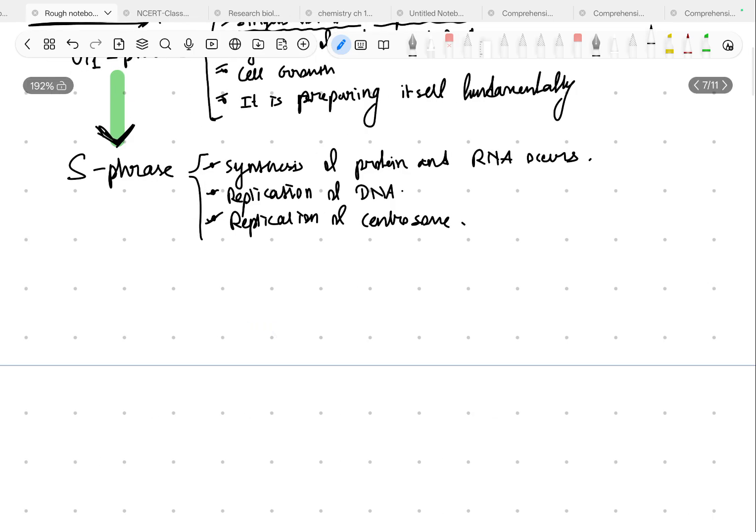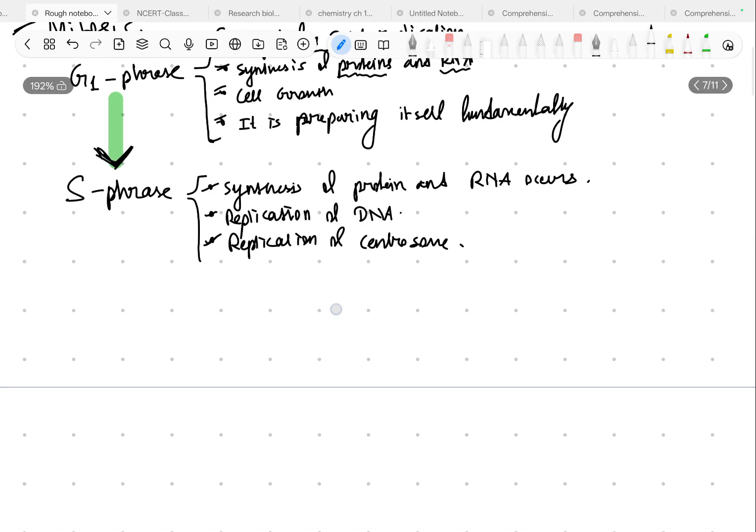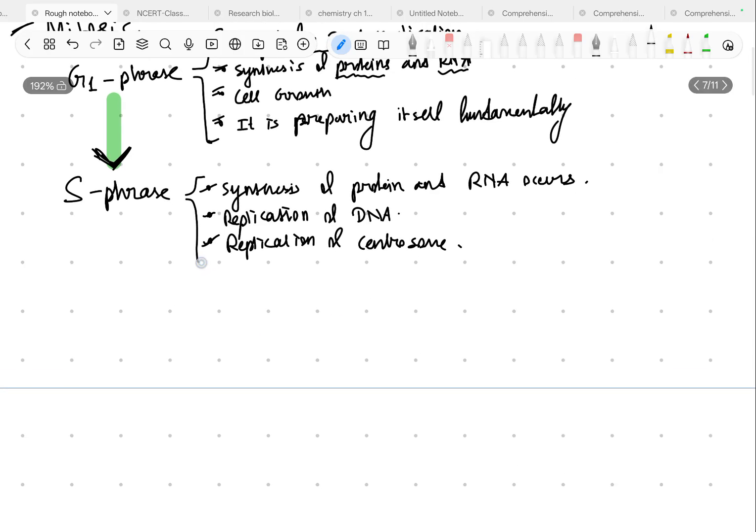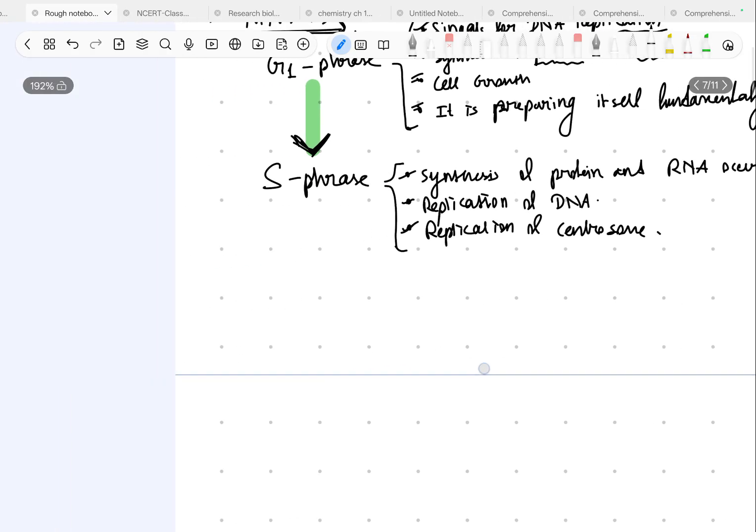One centrosome was there, but after the S phase you will find two centrosomes. Although the centrosomes are not fixed in the central axis, in the metaphase, that is in the karyokinesis phase, they will come to the central axis. So this was the replication of the centrosome.